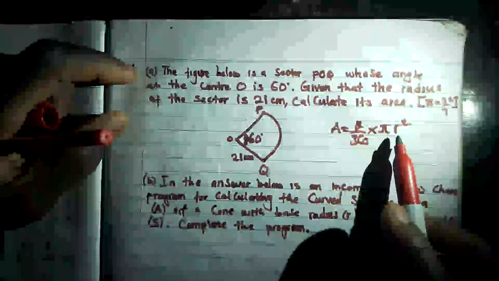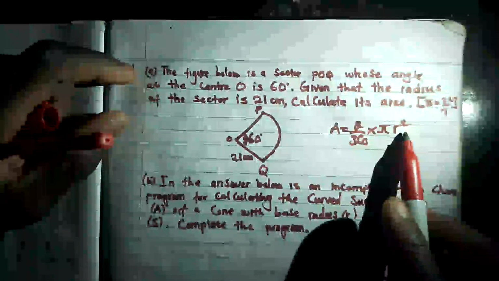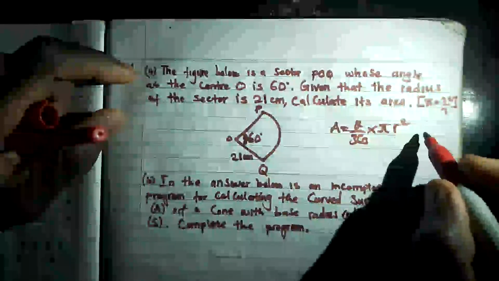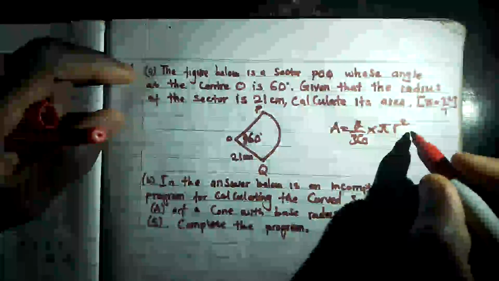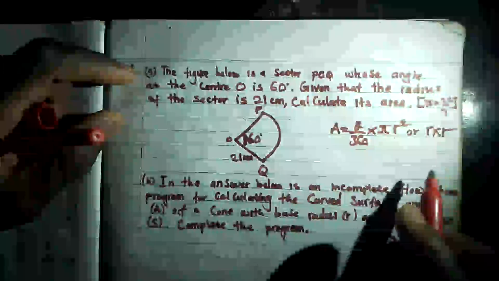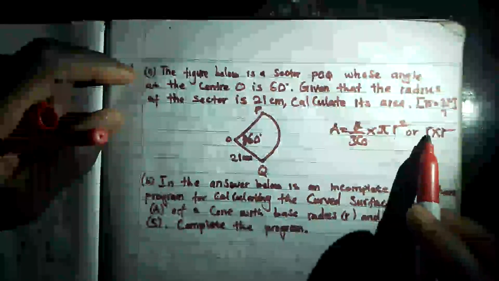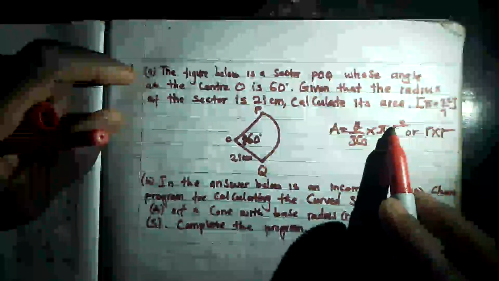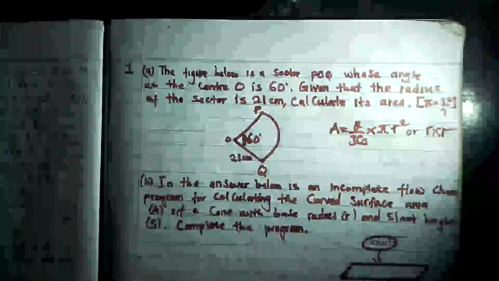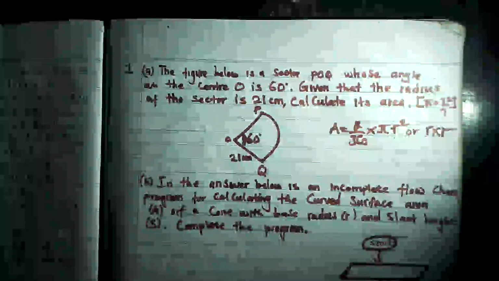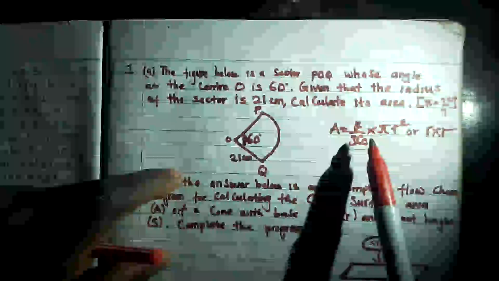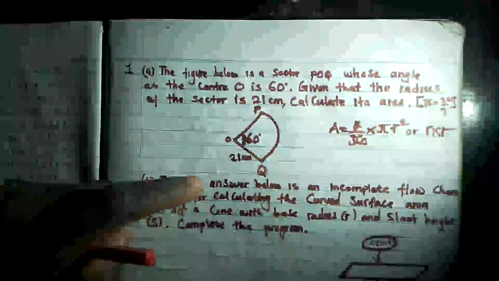For this r squared, here we have two r's, which is the radius. So we can say r multiplied by r, and we are going to get r squared. The value of theta here is this angle, which is 60 degrees.